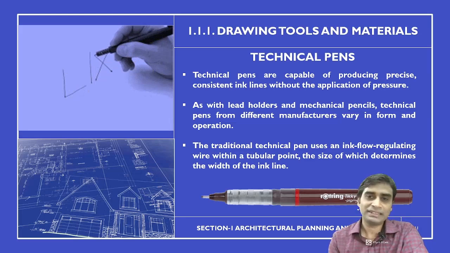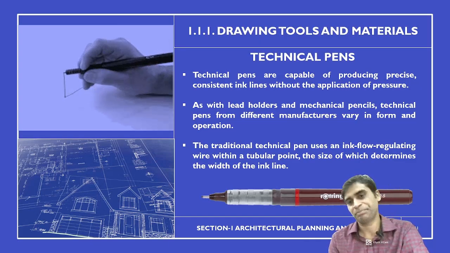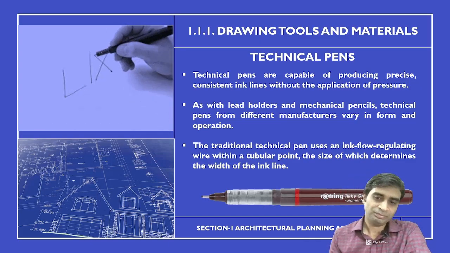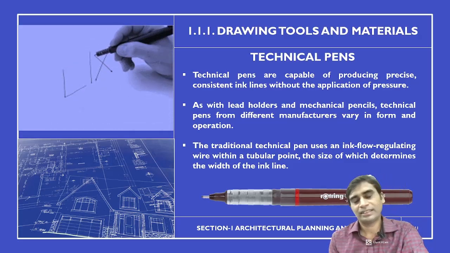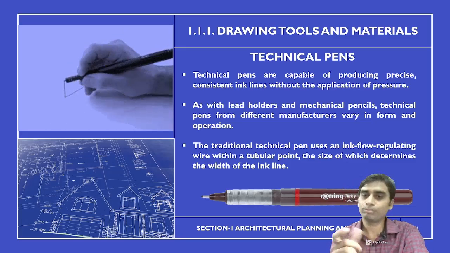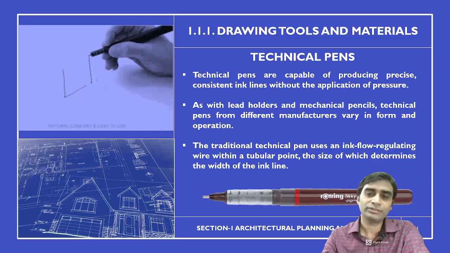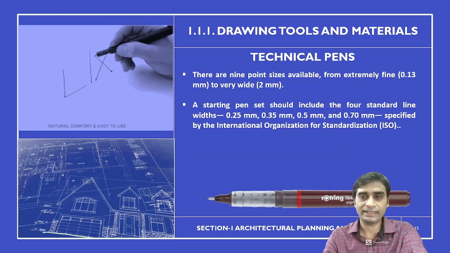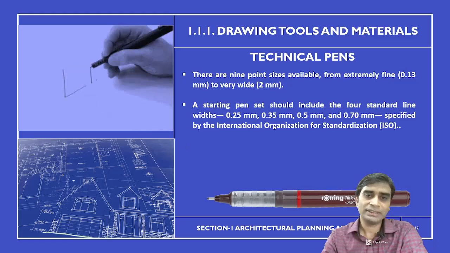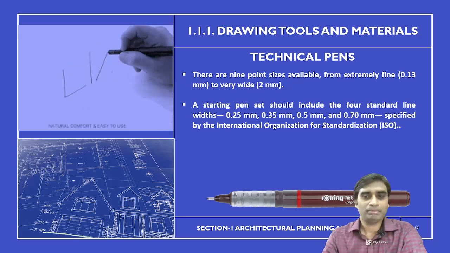Rotring is the brand basically, but actually it is called the technical pens. It comes in a range of points, like 0.5, 0.3, for various types of uses, from thick to thin. Here it is mentioned: it is extremely fine, 0.13, to very wide, 2 mm.